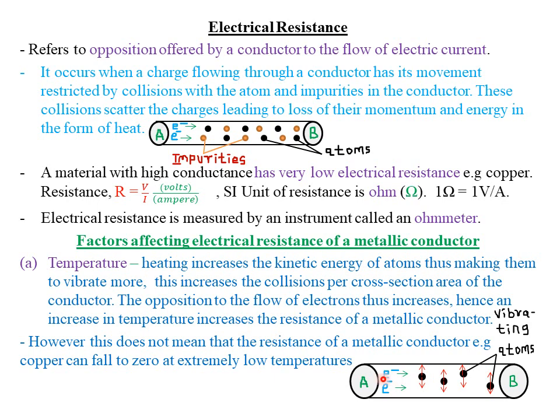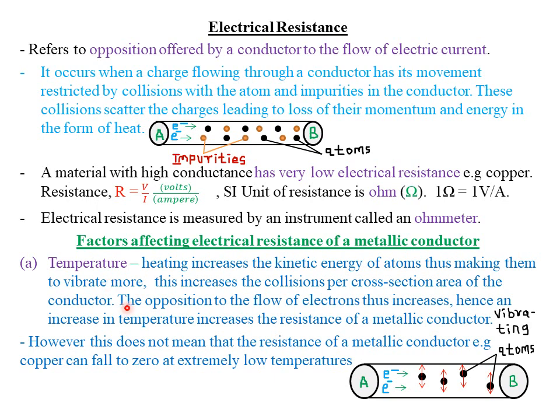Therefore, electrons do not move the charge from point A to point B of that conductor, and therefore electrical resistance increases. However, when the temperature is low, for example, this does not mean that when the temperature of copper falls to 0, the flow of electrons will be totally stopped. So when we talk of temperature, we only talk of increasing the temperature.